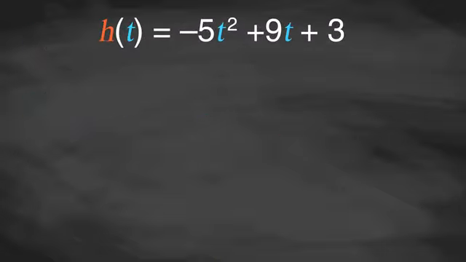The height of the drop of water when it hits the ground is 0, so we can substitute 0 for h of t. There are many methods for solving this equation, but there are also a few that won't work.